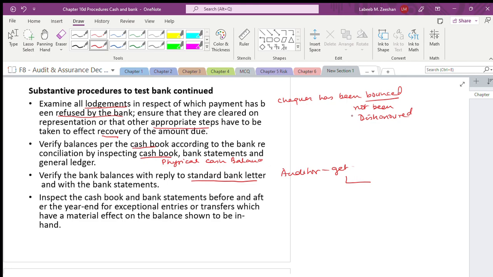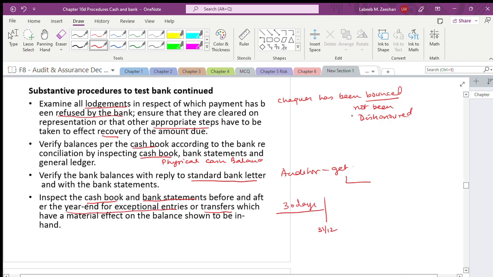Next, inspect the cash book and bank statements before and after the year end for any exceptional entries or transfers. That's why I say, if you are talking about 31st of December, the last 30 days are important, and the next 30 days are important. You have to note any unusual transactions, any transfers, any capital expenditure.